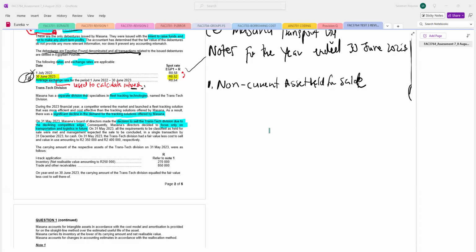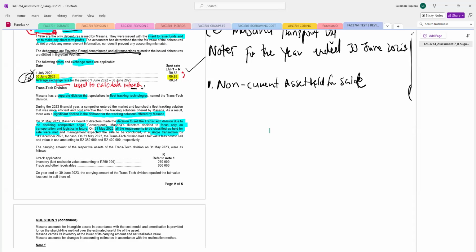Right. So on the 31st May 2023, now check the dates, very important. The date the asset was going to be classified as held for sale is the 31st May 2023. The reason is because all the requirements to be classified as held for sale were met. Okay, because the requirements were met, that is the day we are going to use to classify our asset as held for sale. Right. So then continuing, management expected the sale to be concluded in a single transaction, very important. For it to be held for sale, it must be concluded in a single transaction within a year. Within a year from this date.